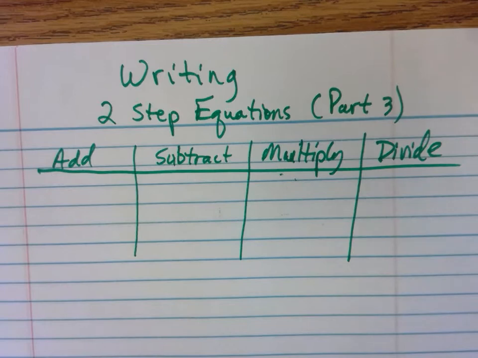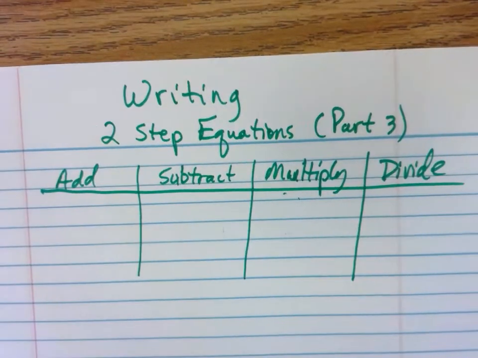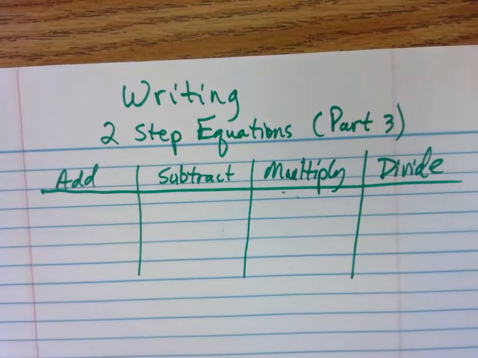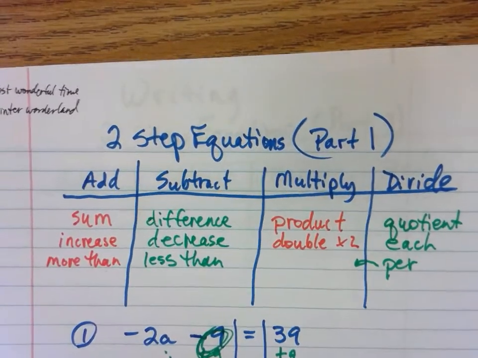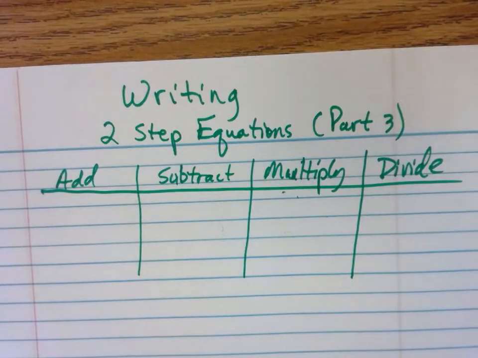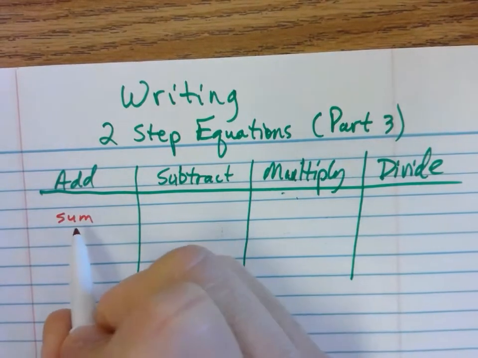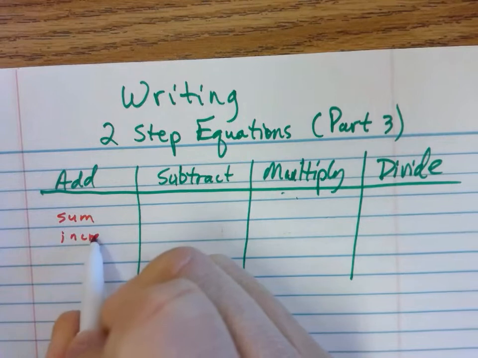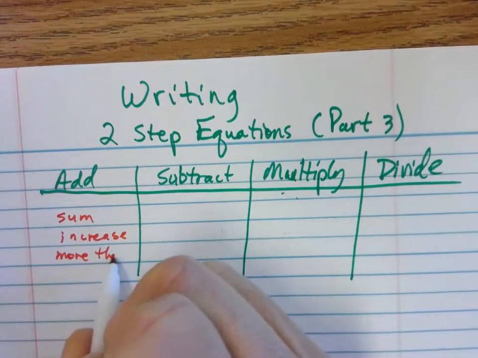Today we're going to talk about writing two-step equations from the words. This is part 3, and today I put the word writing up there. Writing two-step equations. I'm going to go over these real fast. This is from back in part 1. The add words that we really need to know are sum, increase, and more than. You'll remember that from the first lesson.